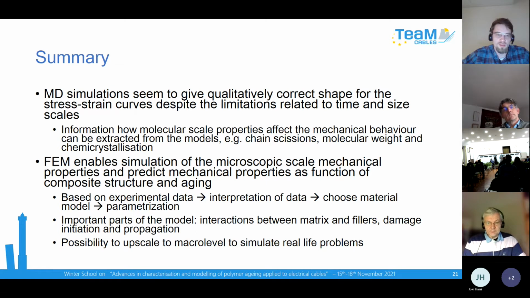In this project, the important parts of the model are interactions between matrix and fillers, also damage initiation and propagation models. They were taken into account, but of course the list is not limited only to these parts of the models. And we always have the possibility to upscale from micro level to macro level to simulate real life problems. Thank you for your attention.